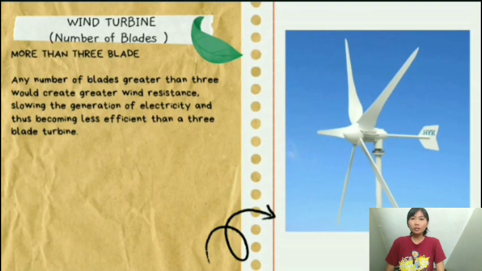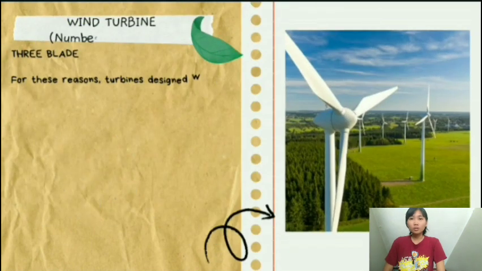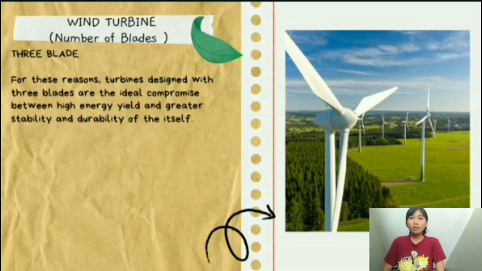Any number of blades greater than 3 would create greater wind resistance, slowing the generation of electricity and thus becoming less efficient than a three-blade turbine. The more blades you add, the more the drag force increases, and it brings down its efficiency. Mas best talaga yung three-blade. So ngayon, define na natin yung three-blade. For these reasons, turbines designed with three blades are the ideal compromise between high energy yield and greater stability and durability of itself. So dito, balance na and wala na issue about stability. So this is the best number of blades when it comes to blade designing.